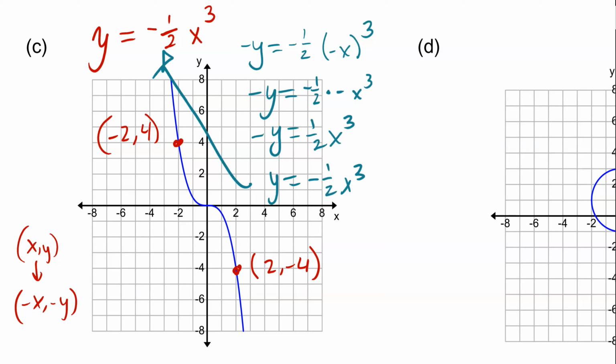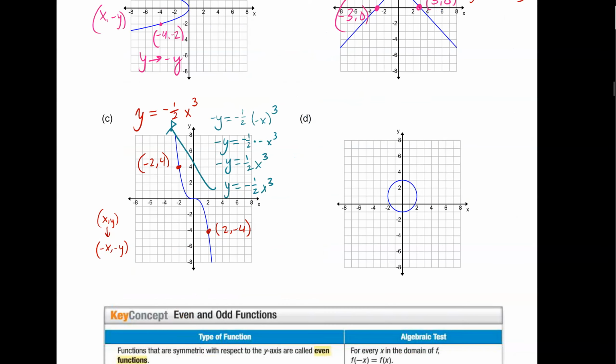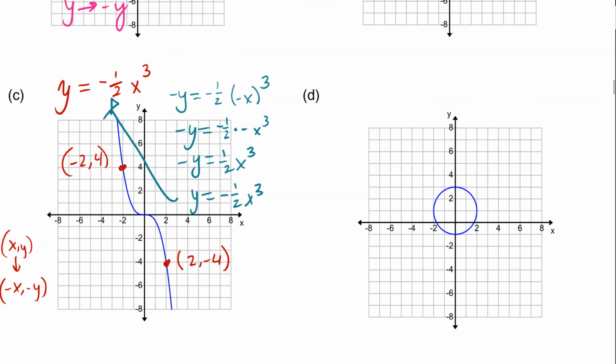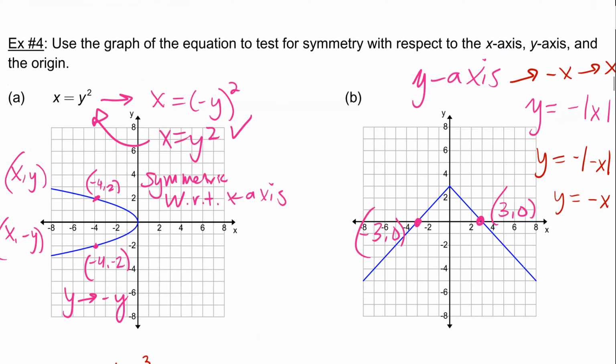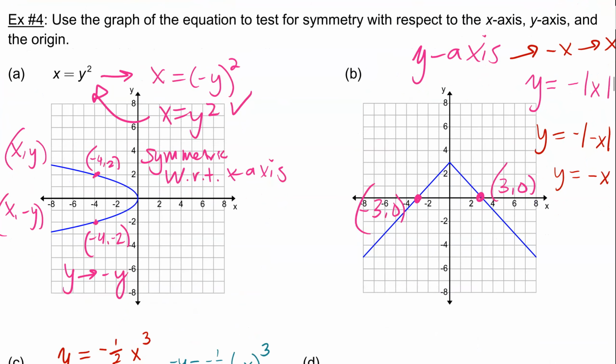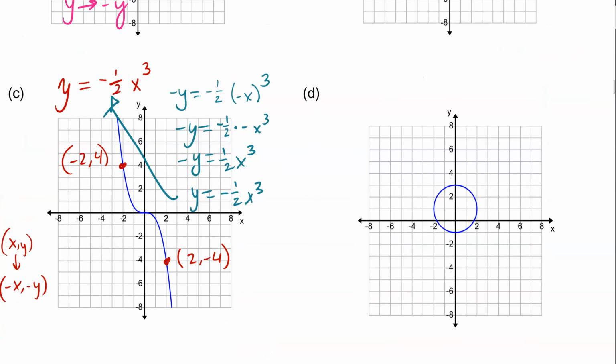Do we always have to prove the algebra? If it says to, you have to. If it says to prove it, then prove it. Does it say prove it? It says to test. Use the graph of the equation to test. Yeah, we're testing it. Can't you just use the graph?